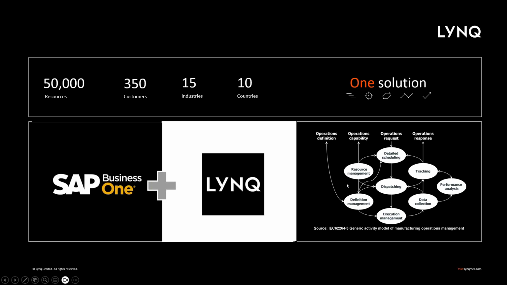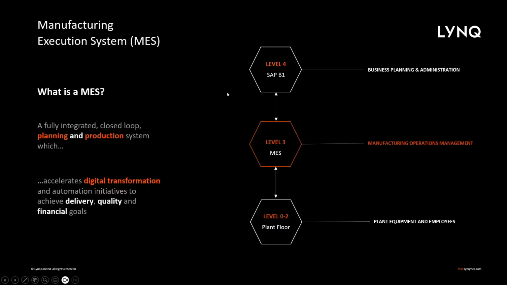So what Lynq does is going to pull that master data into the Lynq MES solution through the approved, certified integration, and then we're going to perform detailed planning and scheduling, dispatching, execution management, data collection, tracking, and performance analysis. So where does Lynq MES sit really? Right at the very top of the screen, you're seeing level 4, Business One. That's for business planning and administration. And then at level 3, you've got MES and MES manufacturing operations management there.